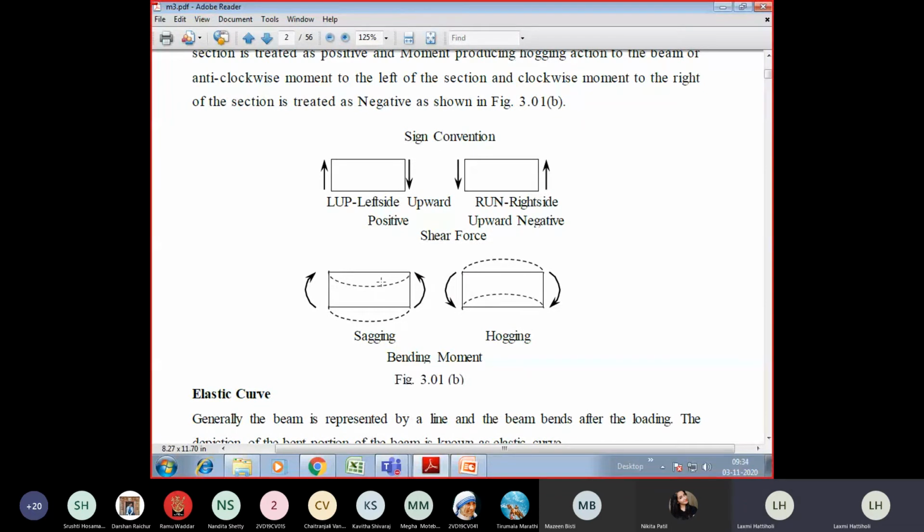You always need to learn one more thing: sagging bending moment and hogging bending moment. Now what is the meaning of sagging bending moment and hogging bending moment? Observe my cursor carefully. Let's say that this is your block.